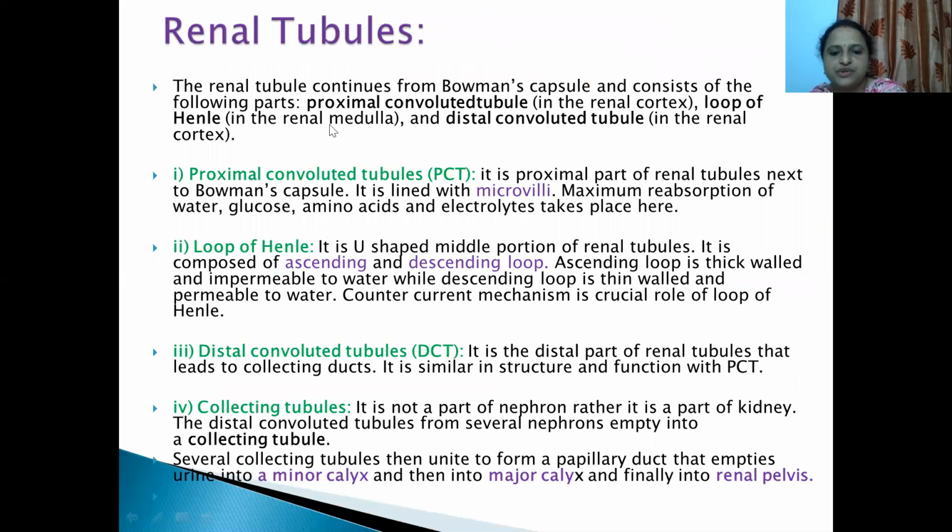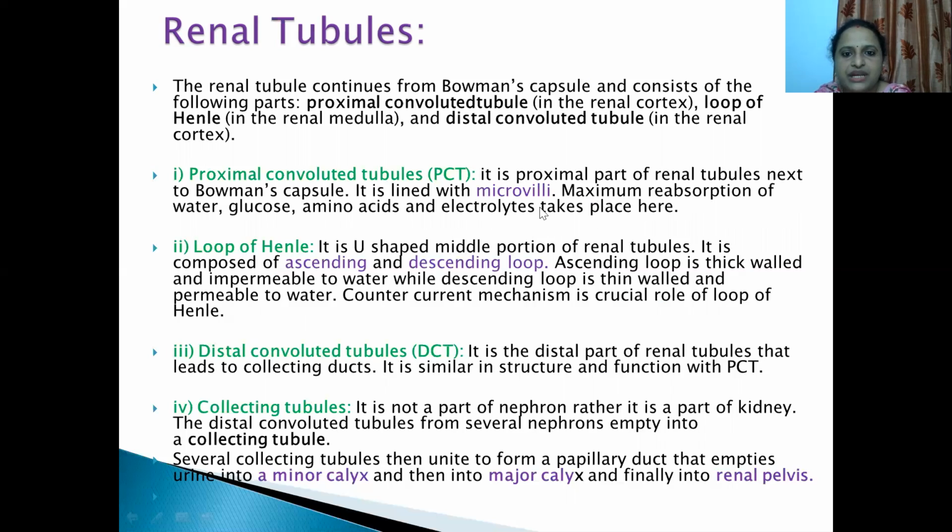Okay, next is renal tubules. Renal tubules means the convoluted, coiled tube-like structures coming out from Bowman's capsule. We divide them into different structures here. One is the proximal convoluted tubule, then the loop of Henle, the distal convoluted tubule, and the last one is the collecting tubule. There are 4 different types of tubules here. The first one is the proximal convoluted tubule. It is called proximal because it's near the Bowman's capsule.